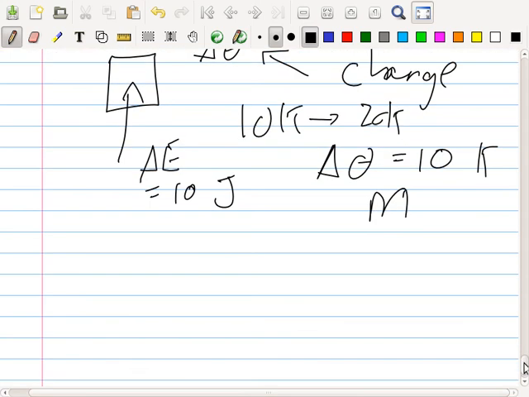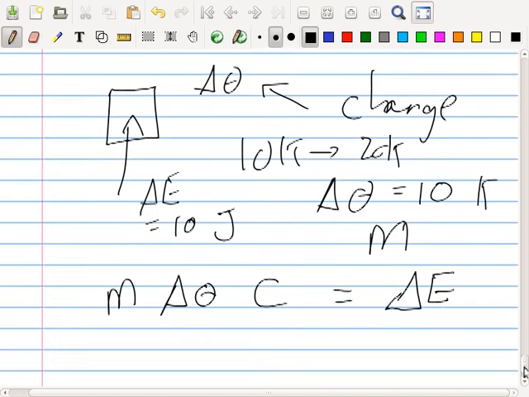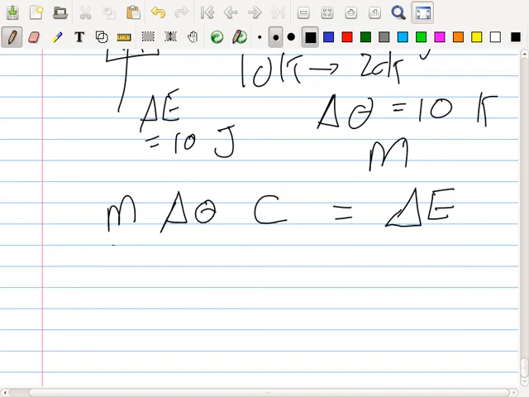Okay, now there's a formula, and you think about it logically. You can get the formula. Mass times delta theta times specific heat capacity equals delta E. Okay. So I'll explain the parts here. This is the mass. This is the change in temperature.